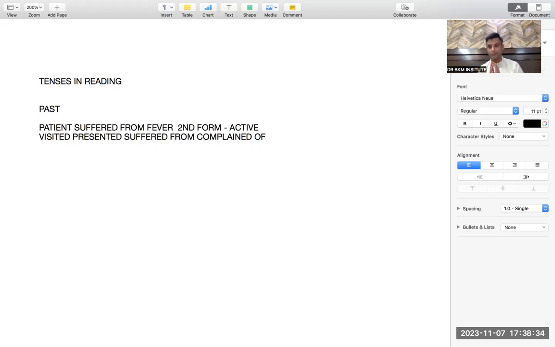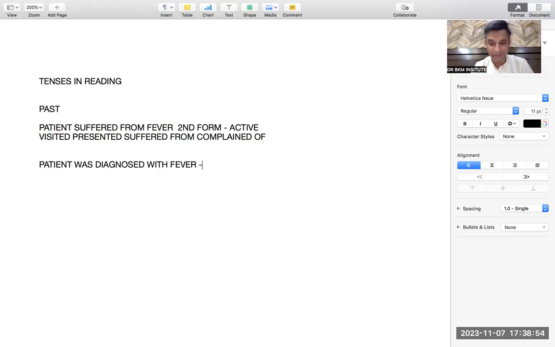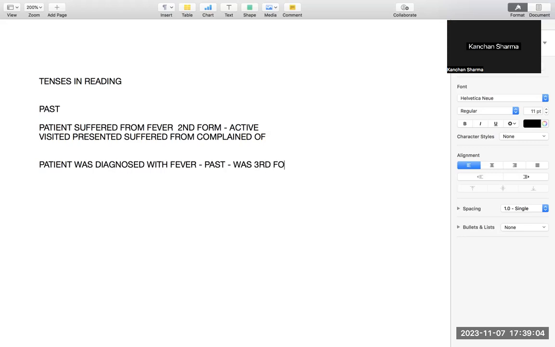Now tell me, patient was diagnosed with rheumatic fever. Active or passive? Passive. First of all, past, present, or future? Past. Now that is what you all need to understand. You are absolutely right, both are past. One is active, and when you use was plus third form, it is also the same tense, but the difference is active and passive.